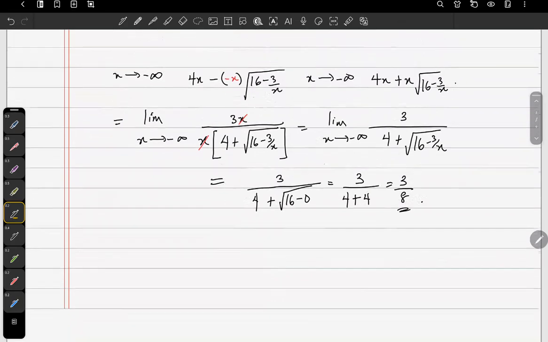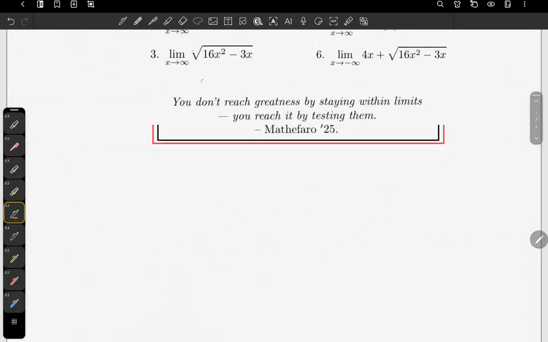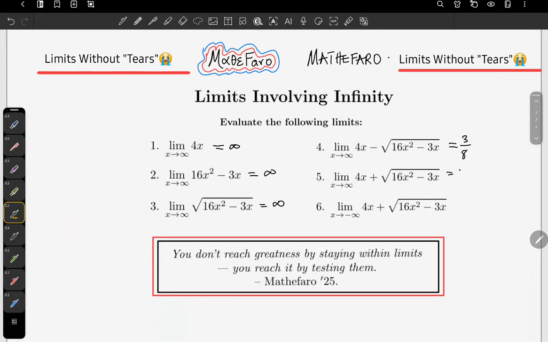Now, we've seen that this is 3 over 8 and this is also 3 over 8, which makes sense because, oh no, not this, equals 3 over 8. Yeah, now this is the one that makes sense, because as we are going to positive infinity where there's a negative sign here, we have this, and when there's a negative sign we also have the same thing.